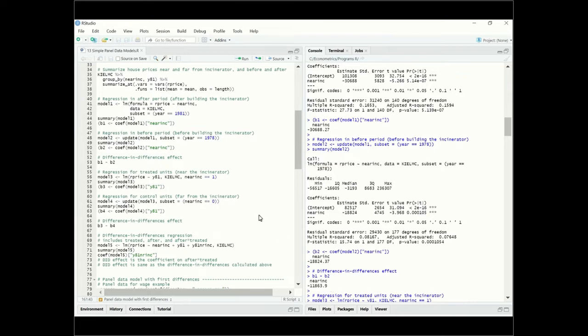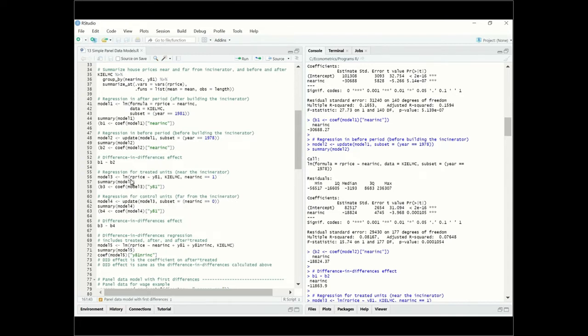Another way in which we can calculate the difference in differences effect, because we have two differences, is to estimate a regression for the treated units, the ones that are near the incinerator, and also for the control units that are far from the incinerator.